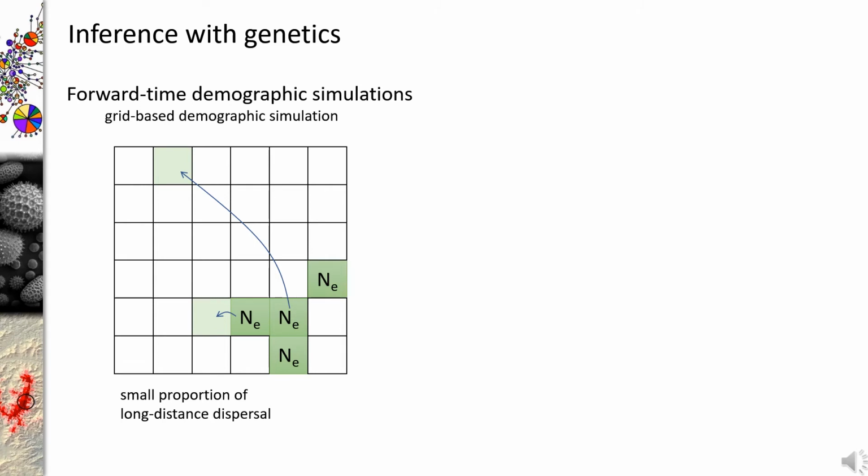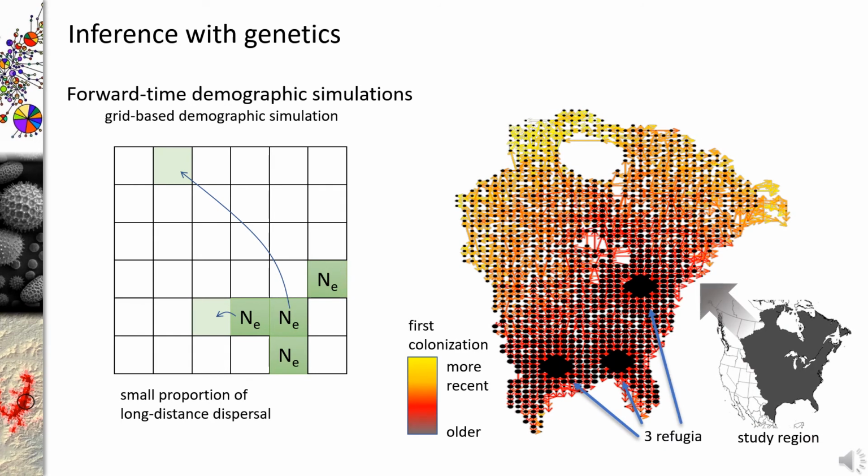The species migrates across the landscape either through short distance movements to neighboring cells or through long distance movements to cells that are farther away. Writ large across eastern North America, this is what that looks like. In this particular case, we posited that the species had 3 different refugia, one in the southwest, one in the southeast, and one that was periglacial up north. The color coding here indicates the first time at which that cell was colonized as the species spread out from those refugia.